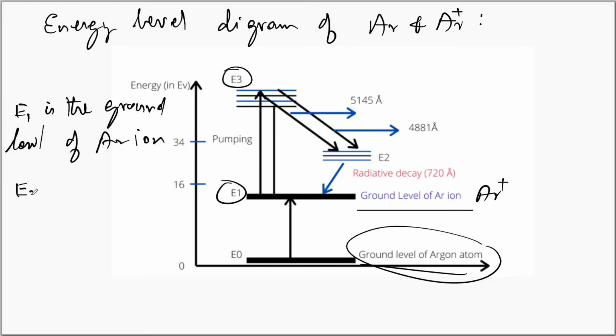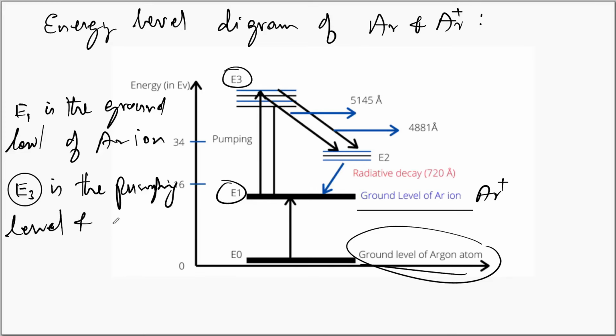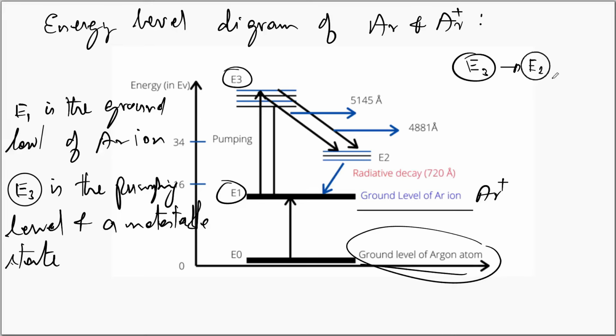E3 is the pumping level and a metastable state. There is a transition from E3 to E2 energy levels. E2 is a group of energy levels. A transition from E3 energy levels to E2 can give rise to 514 nanometers or 488 nanometers. From E2 to E1, it is a radiative decay at 72 nanometers. And again from E1, it will be neutralized. We get the argon atoms.